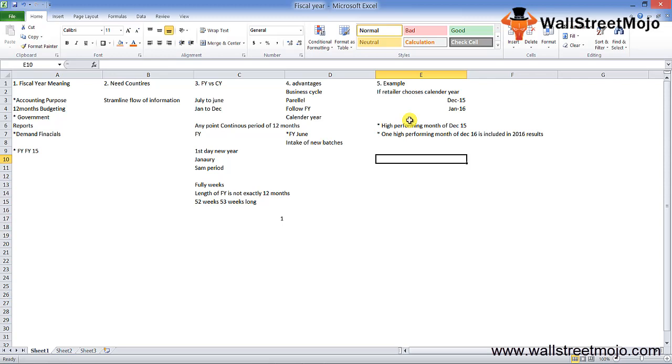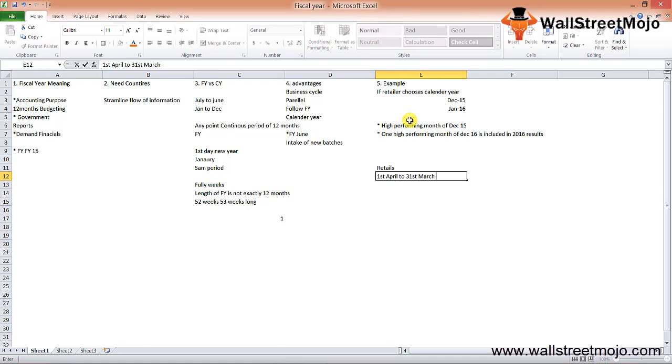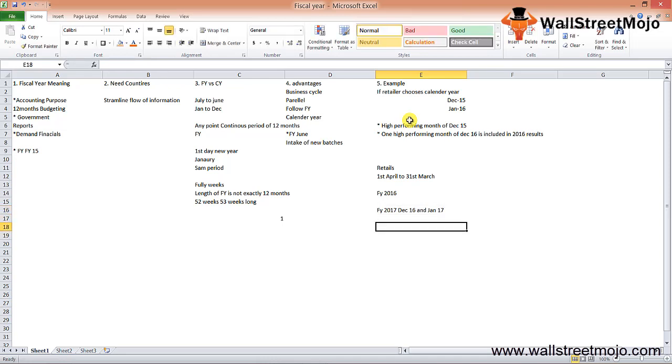So if the retailer chooses a financial year different from the calendar year, let's say the retail companies choose 1st of April to 31st of March, then financial year 2016 will include the high performing months like December 15 and Jan 2016, and financial year 2017 will include underperforming months like December 16 and Jan 17. So this time when we compare financial year 2016 with 2017, we can effectively contrast the excellent season with the poor season, thereby capturing the seasonality.